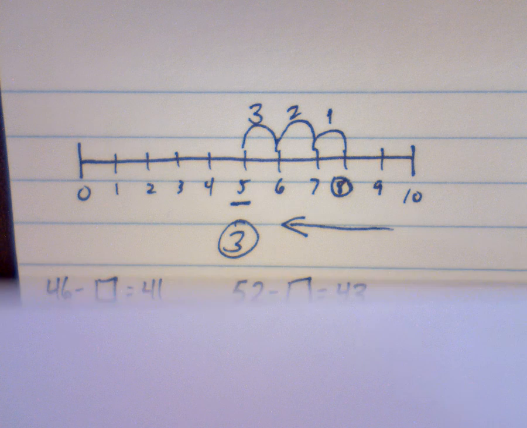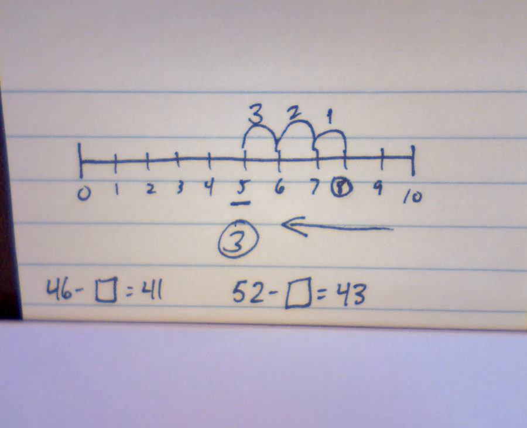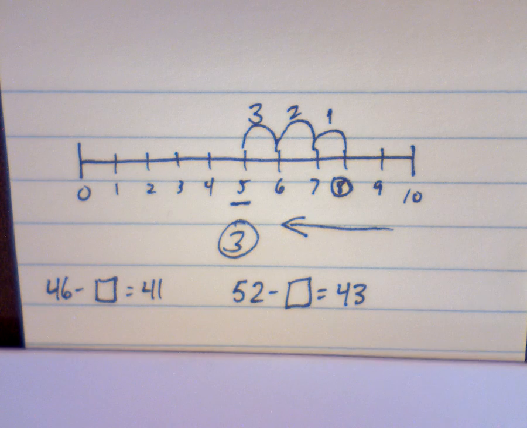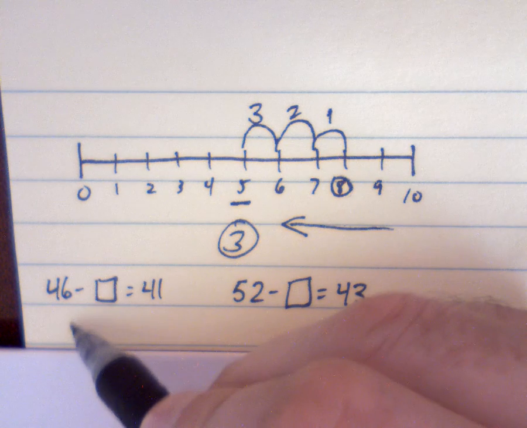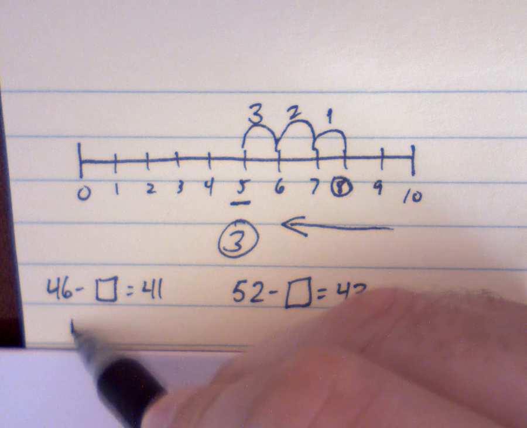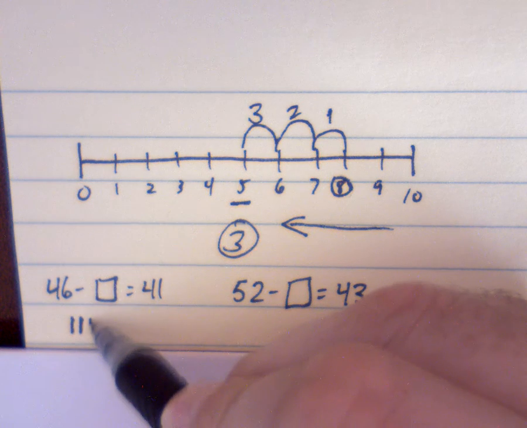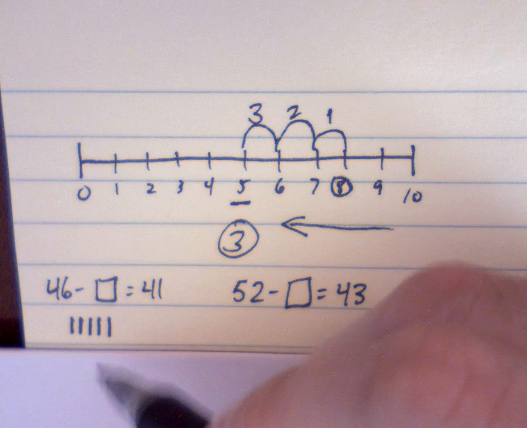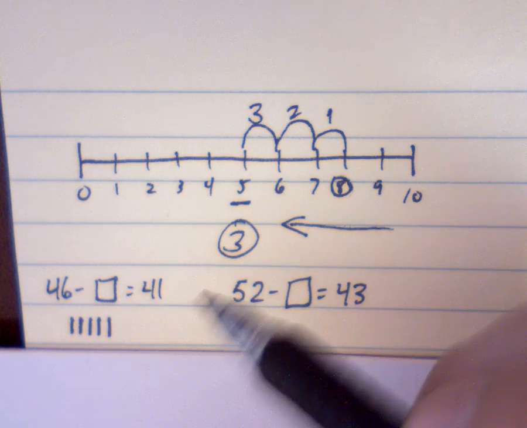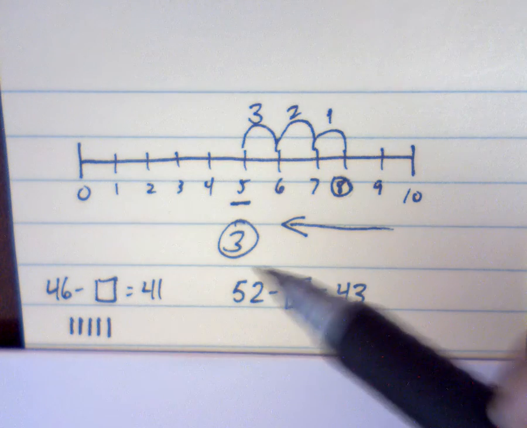Okay, continuing on now. I have some subtraction questions for us. 46 minus this number gives us 41. So we're counting backwards. If you can count with me, I'm going to use the lines of the number line. 46, 45, 44, 43, 42, 41. How many lines did I have to use there? 5.